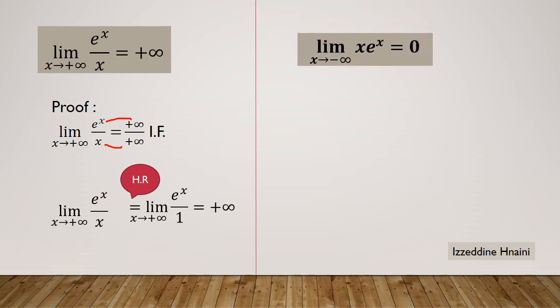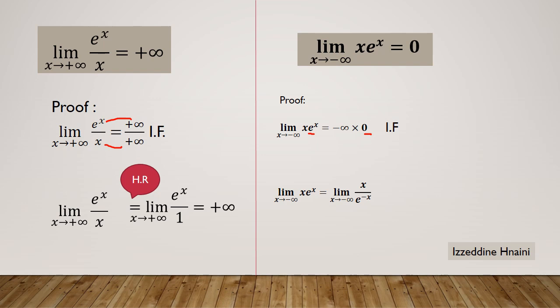Limit as x tends to minus infinity of x e^x equals 0. If we substitute, we get minus infinity times 0. Why do we get 0? Because limit as x tends to minus infinity of e^x equals 0. Here we cannot apply L'Hopital's rule. So we transfer the exponential from the numerator to the denominator.